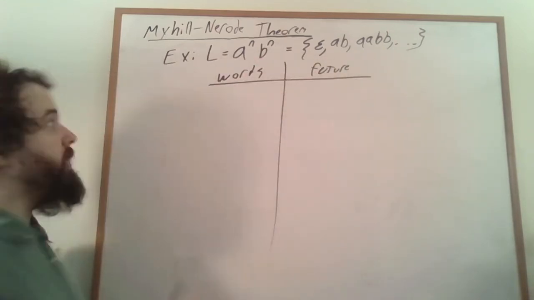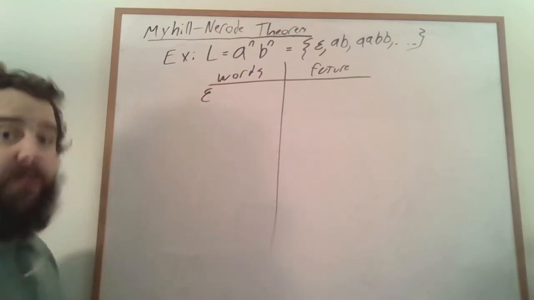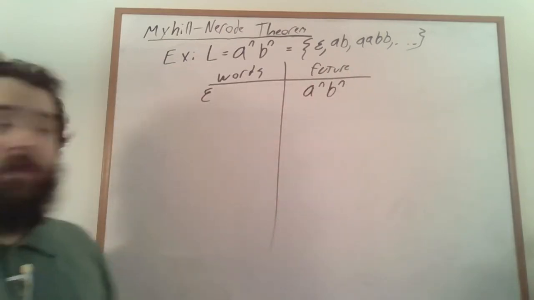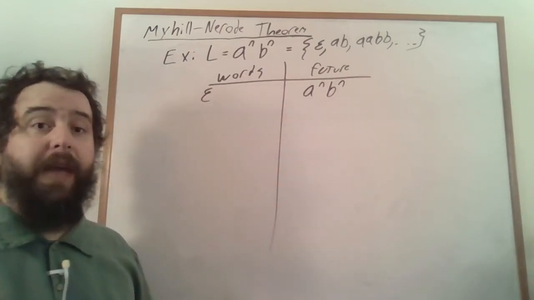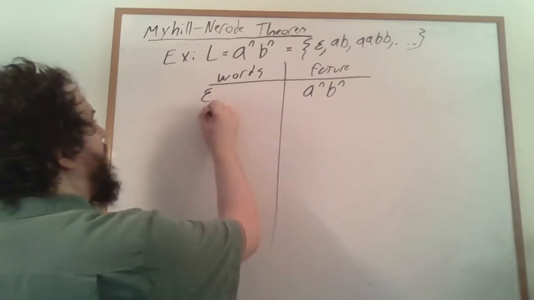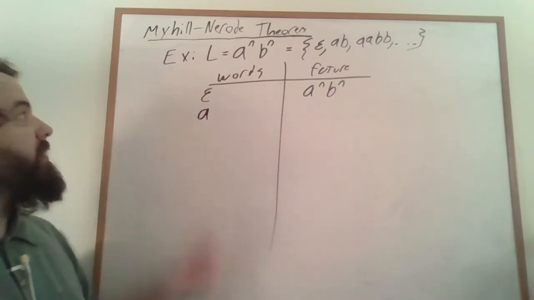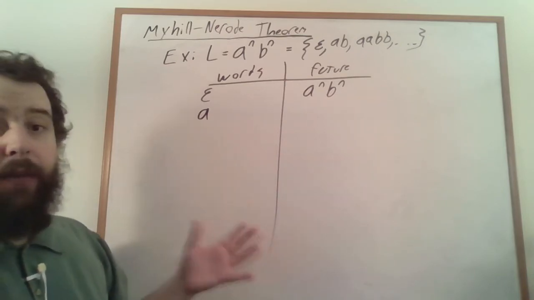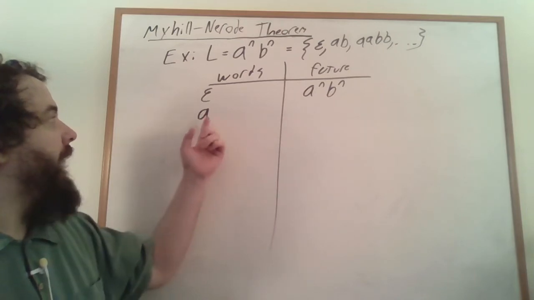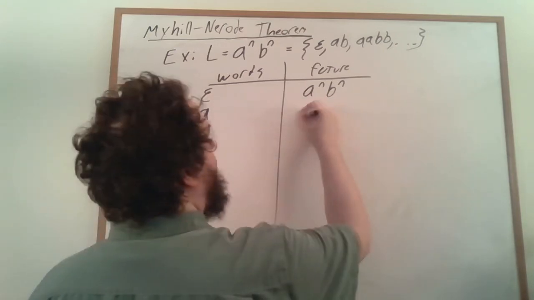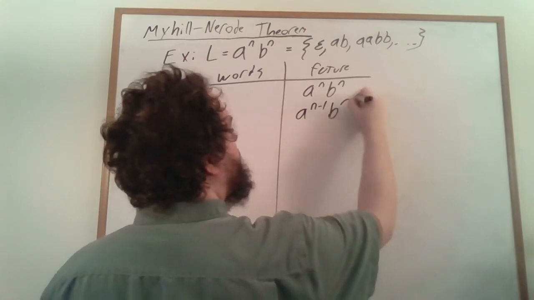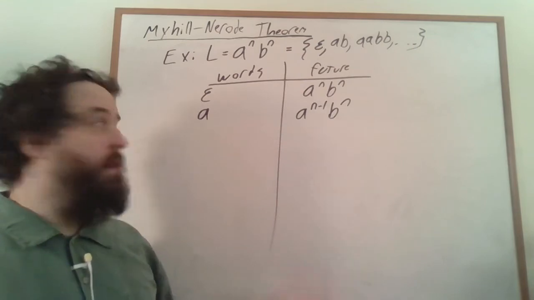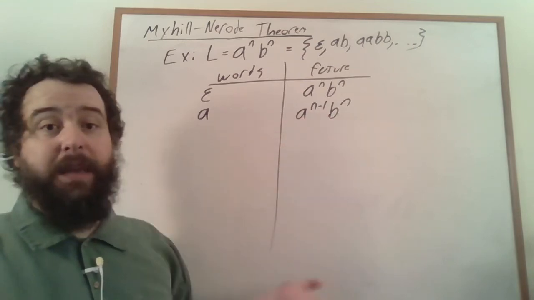Let's start with the empty word. What is the future for the empty word? Well, it's just going to be this entire language here, words of the form a to the n, b to the n for some n. What if we have the word a? Well, the futures for the word a, we could either have just b by itself, or we could have abb, words of the form a to the n minus 1, b to the n, where n minus 1 has to be at least 0, where of course we interpret a to the 0th as being the empty word.